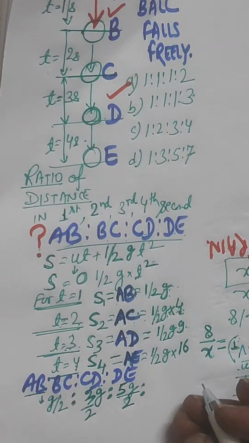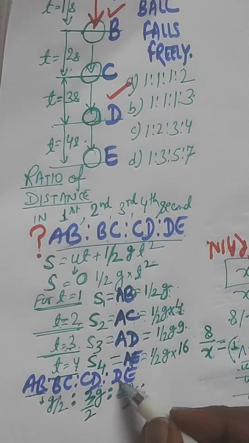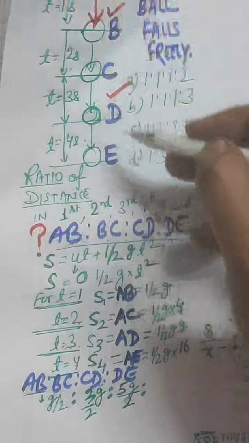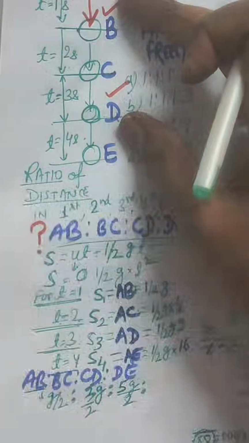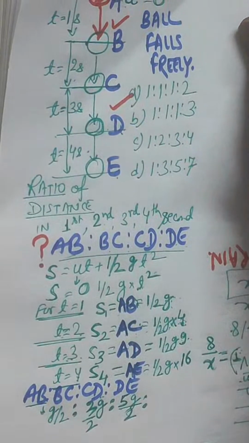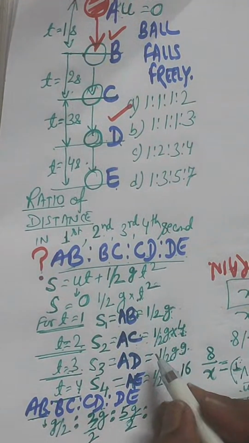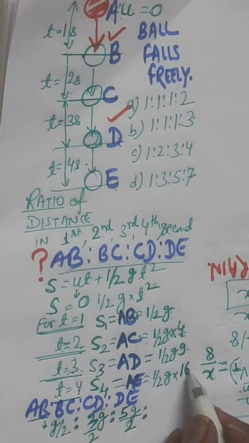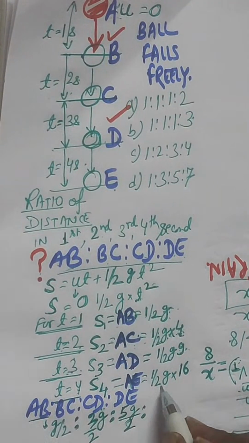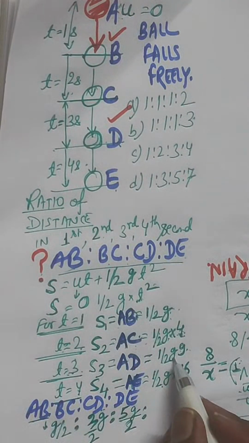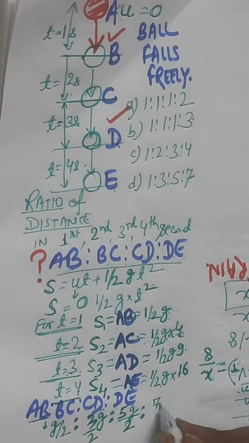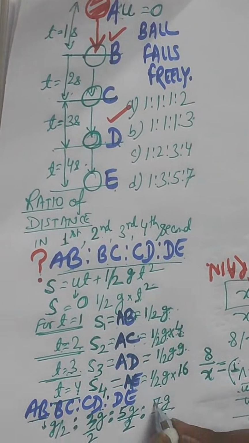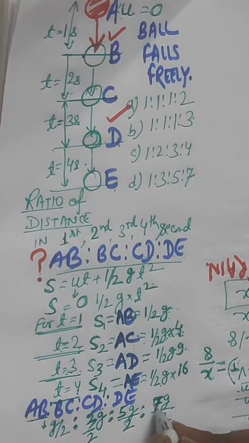Similarly, in the fourth second, what is the distance DE? DE will be AE minus AD, right? Now here, what is AE? AE is 16g by 2 minus AD, 9g by 2. 16 minus 9 will be 7g. So it will be 7g by 2, right?